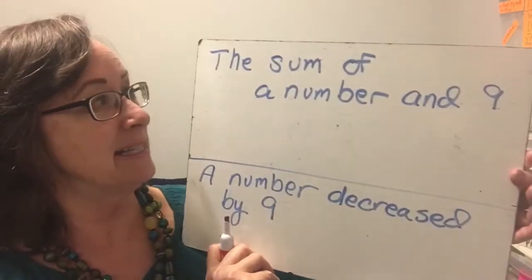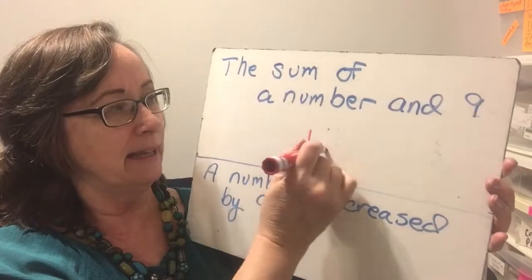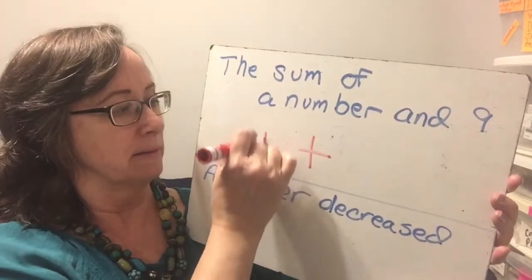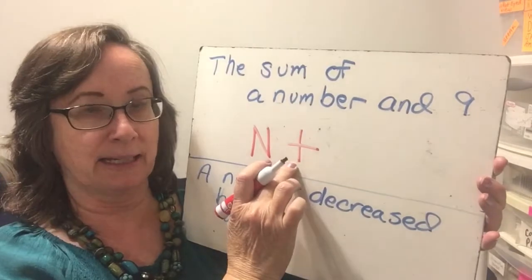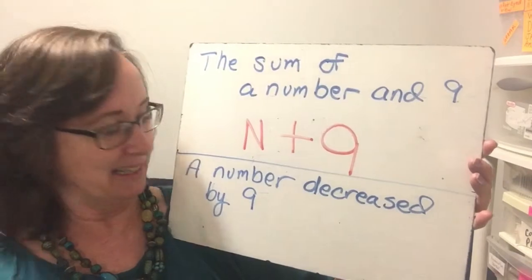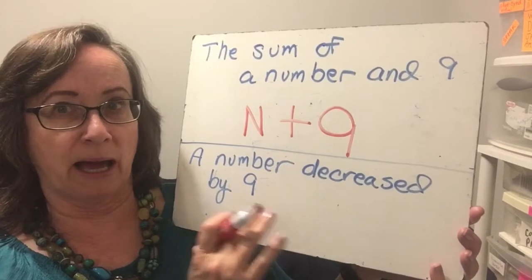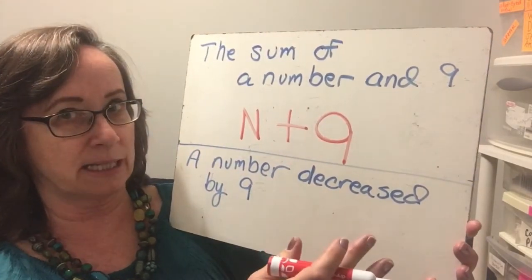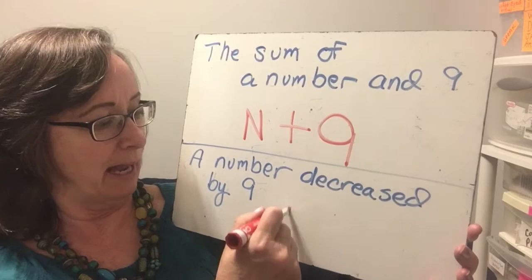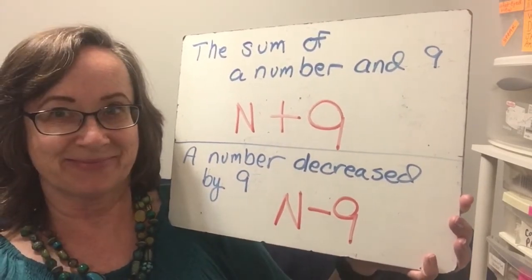All right, so here on another board, more practice. Okay, the sum of a number and 9. Sum means to add a number, and is where the plus sign goes, 9. The sum of a number and 9. Okay, what about this one? A number decreased by 9. Decreased means to take away the 9. So a number decreased by 9. Aren't these pretty easy?